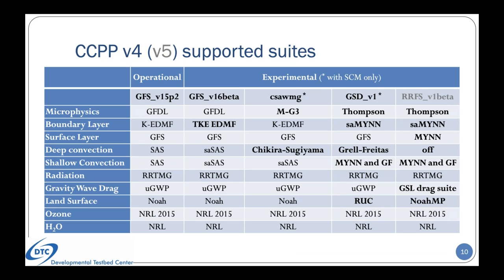So returning to the concept of suites, with CCPP version 4, we were supporting four suites to the community, two of them only with the single column model, the other two with both single column model and UFS medium range weather app. So that's the operational GFS version 15.2 suite, then the GFS version 16 beta, candidate for next implementation cycle, and then two experimental suites, one from the climate process team and one containing mostly rapid HER physics.